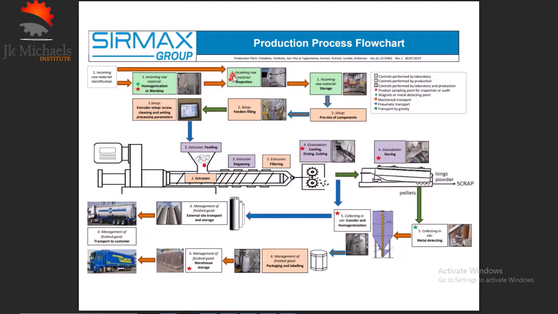So yes, we do the homogenization and blending to be able to audit and detect things, right? Now, still on the incoming raw material, we go into inspection. Note that this green box means that the controls are performed by the laboratory. And then this red, of course, means product sampling point for inspection or audit, in this case, by the laboratory. So you can see we have an individual here carrying out the inspection. And then incoming raw material storage, again, controls are performed by the laboratory.